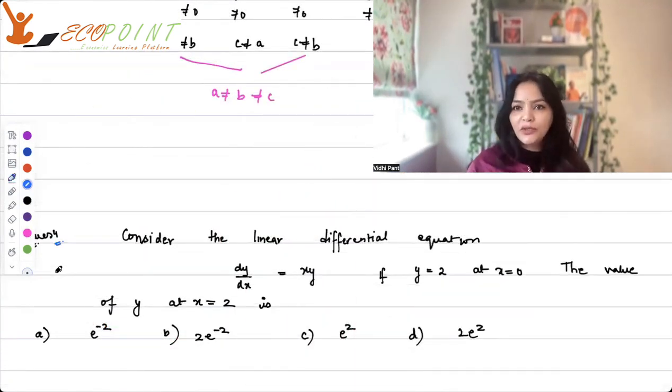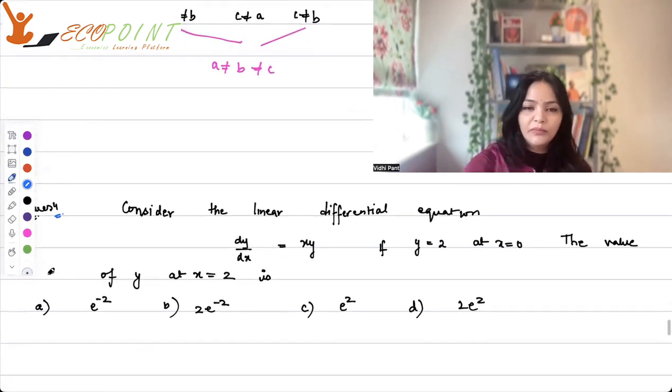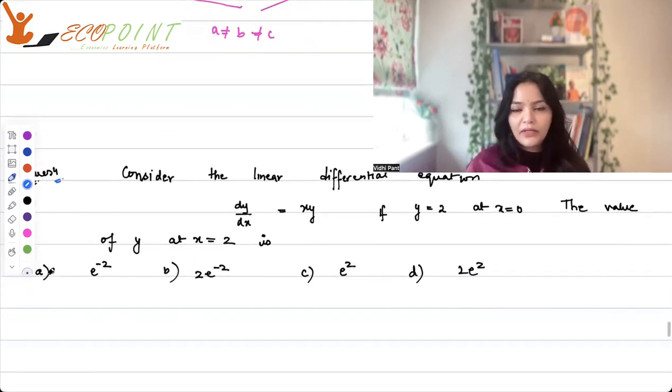Let's take up a differential equation. Consider the linear differential equation dy by dx equals to x into y. If y equals to 2 at x equals to 0, the value of y at x equal to 2 is. So it's an initial value problem है, लेकिन हमें एक particular value निकालनी है y when x is 2. So what are we given? We are given dy by dx is equal to xy.